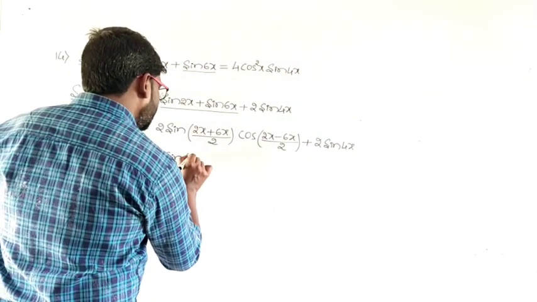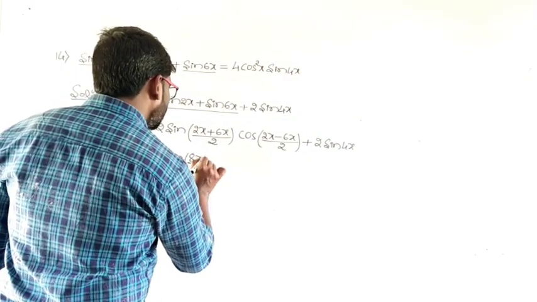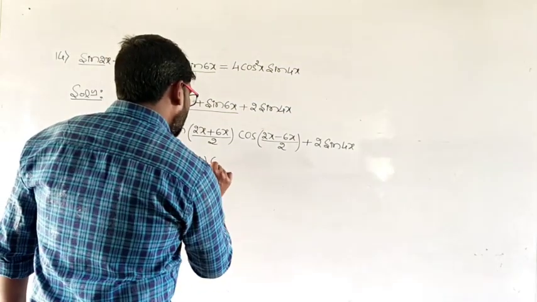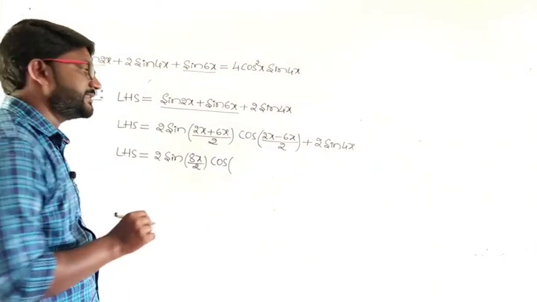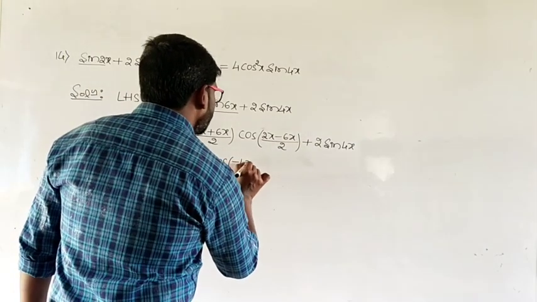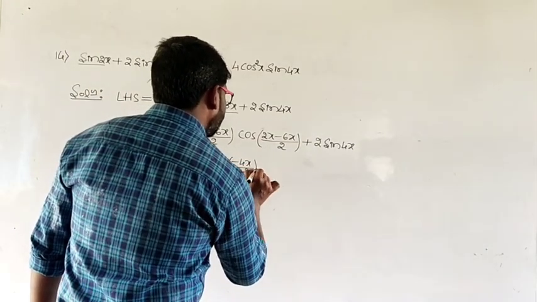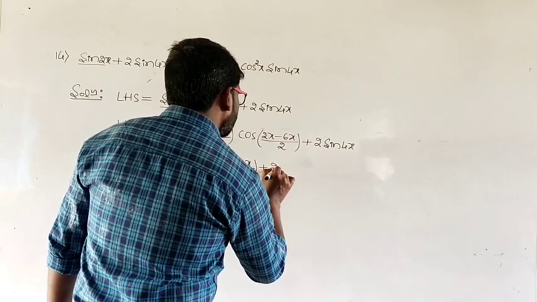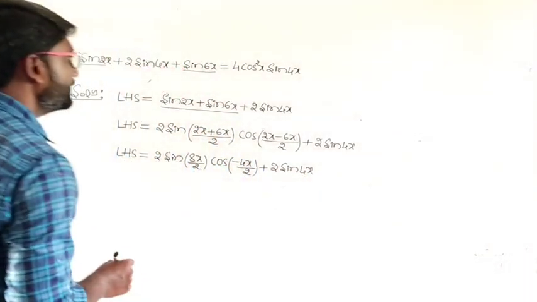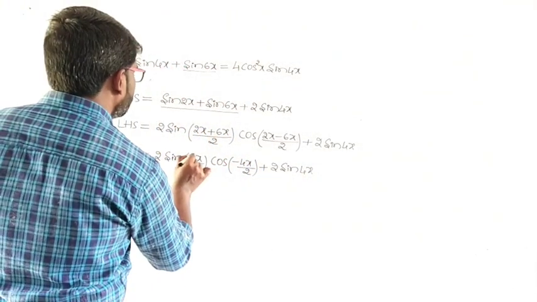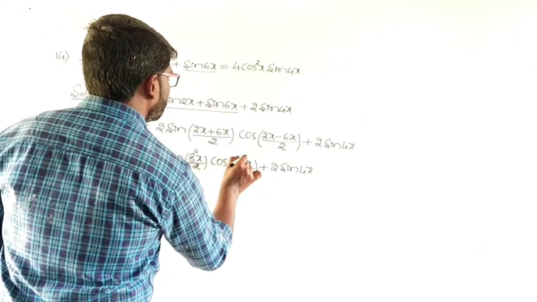See here we get 8x divided by 2, then into cos 2x minus 6x will be minus 4x by 2, then plus 2 sin 4x. So now 2 ones are 2, 4 twos are 4.